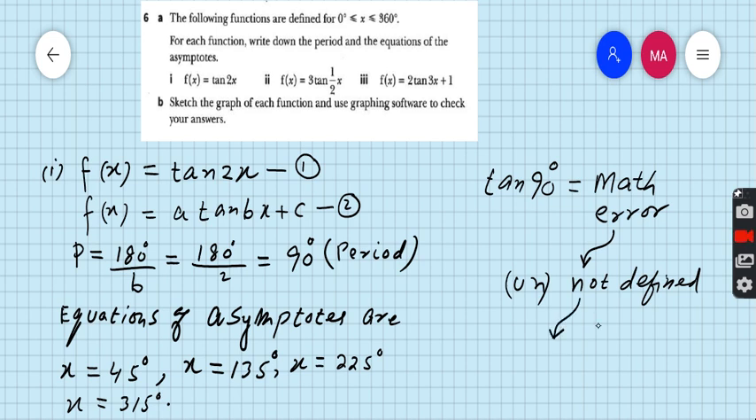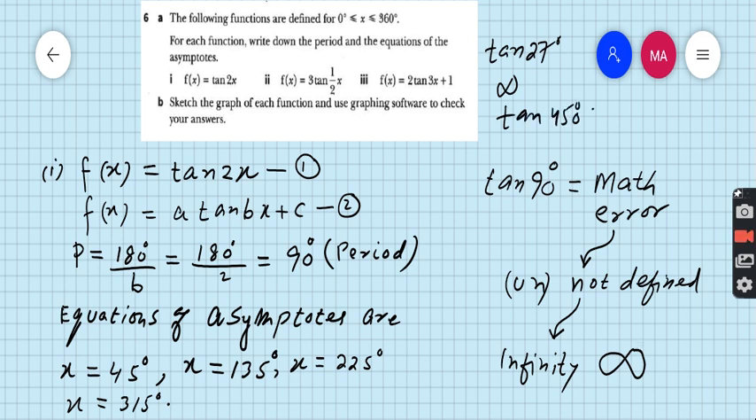In math terms, you can write infinity, and the sign of infinity is this. So tan 90 degrees is undefined, or you can write infinity. Similarly, if you find tan 270 degrees from your calculator, again you will get infinity. If you find tan 450 degrees from your calculator, again you will get infinity. So infinity means the function is not defined at this angle.